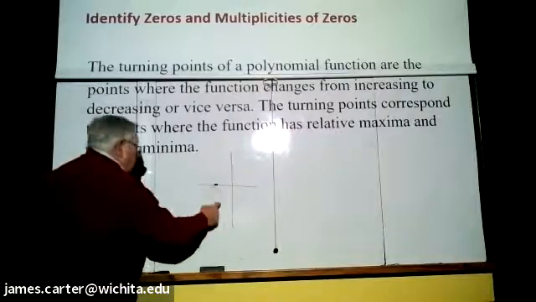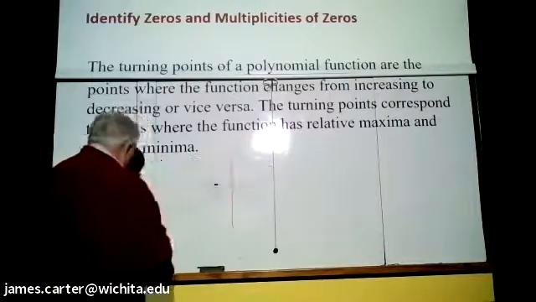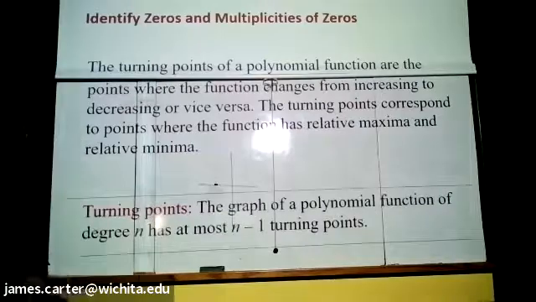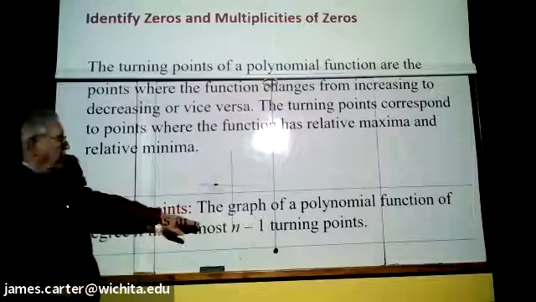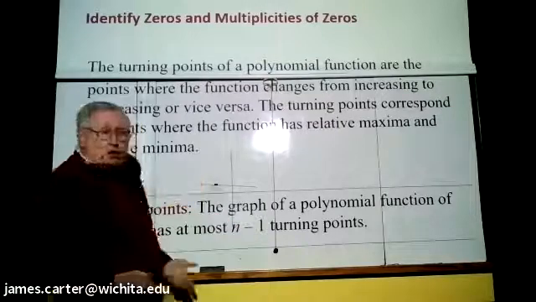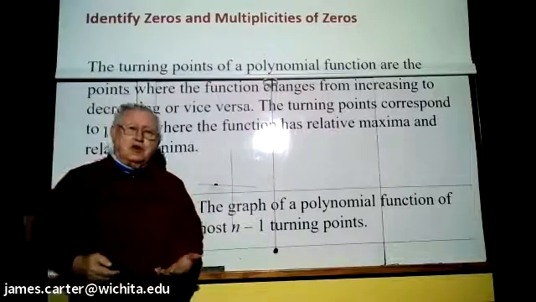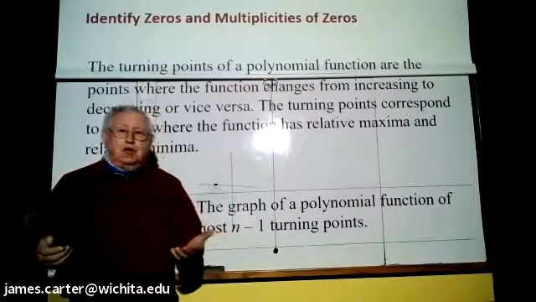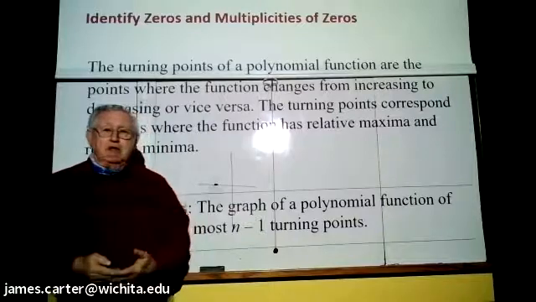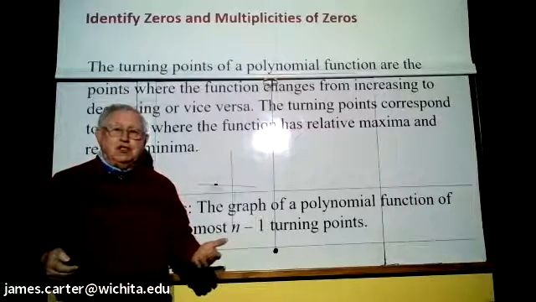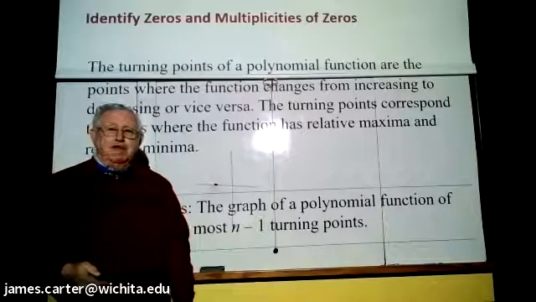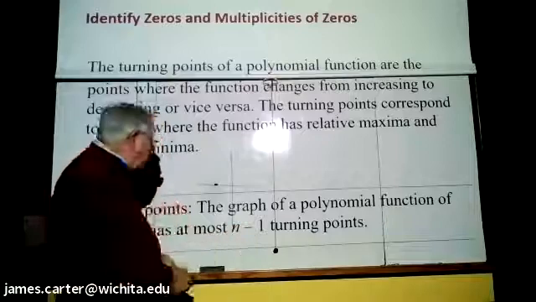Now, we're going to be talking about the relative maxima and minima. Turning points, on the other hand, crossing points, turning points, there can only be one less than the total degree of the equation. If it's a fourth degree equation, first term x to the fourth, then there can only be a maximum of 3 turning points. If it's a fifth degree equation, there can be a maximum of 4 turning points, but there don't have to be any.